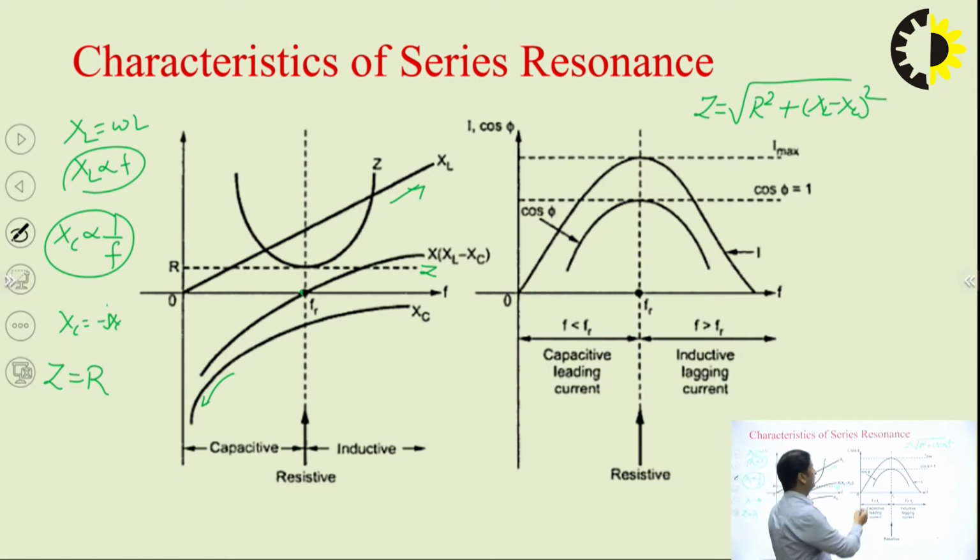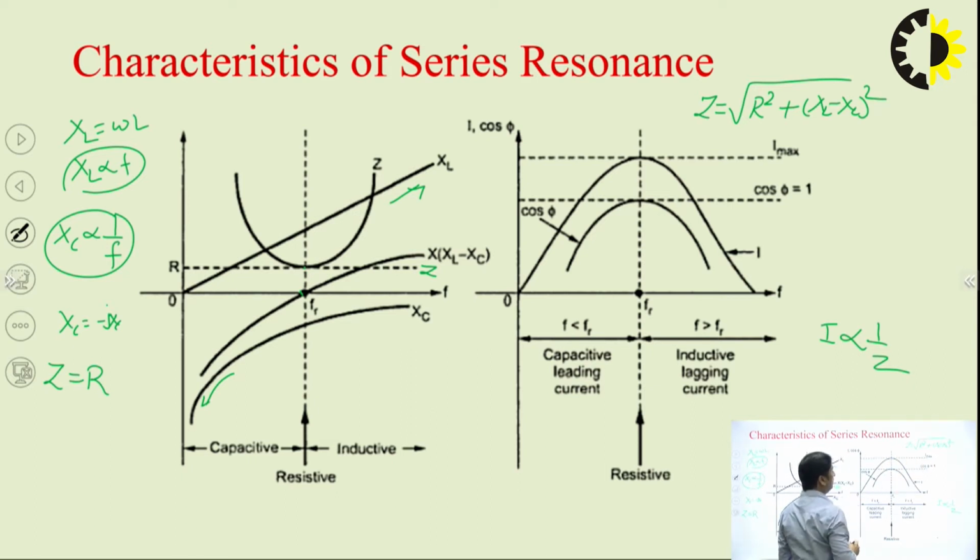We can say that it is the inverse of impedance. So the current flowing in the circuit is proportional to V by Z. If V is almost constant, the current is almost inversely proportional to Z, so its shape is almost the inverse of that. You can see that suppose this is the minimum value of impedance, so here at this point I have the maximum current.